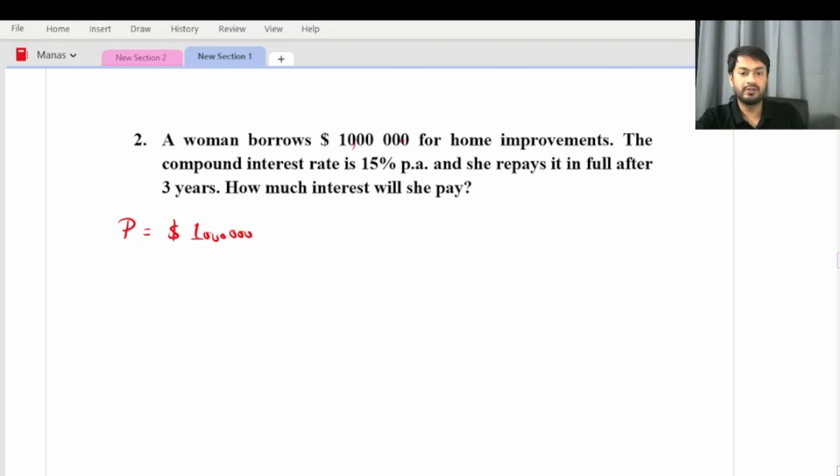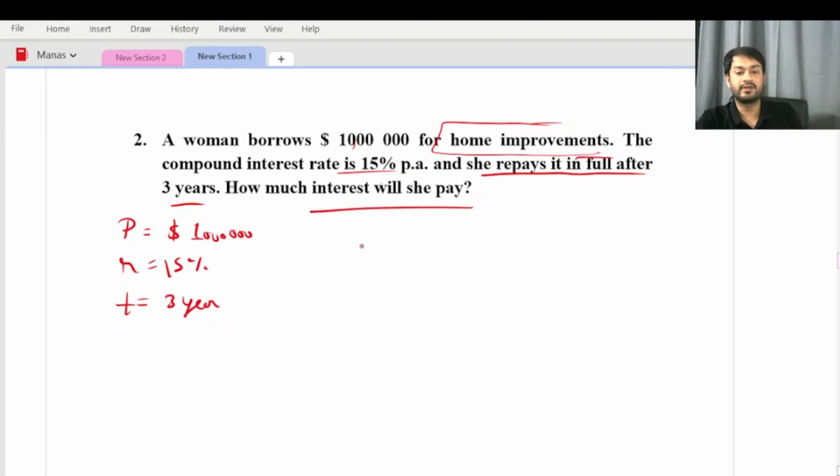So 10, 100, 1000, 10,000, lakh, 10 lakh. Okay, right, for the home improvement. So for the home improvement a woman is taking a loan, right? The compound interest is 15%, so rate of interest is 15%, and she pays it in full after 3 years. So time will be equal to 3 years. So how much interest does she need to pay? You just need to find the interest.